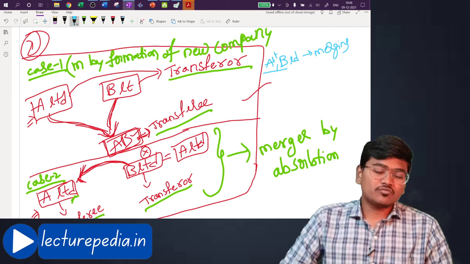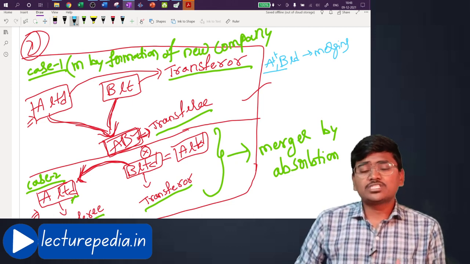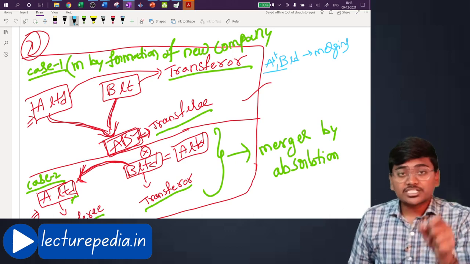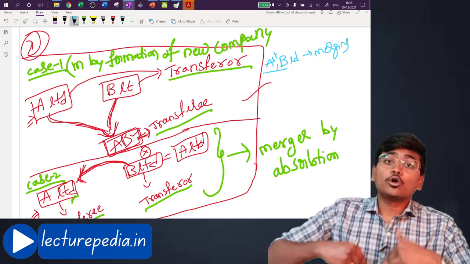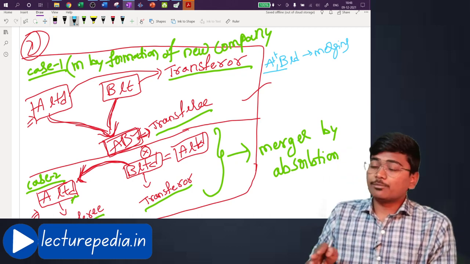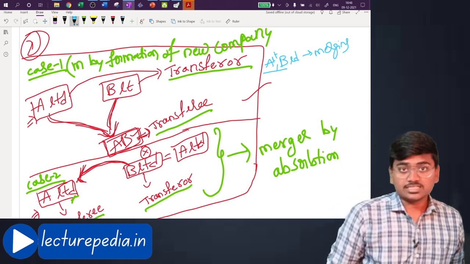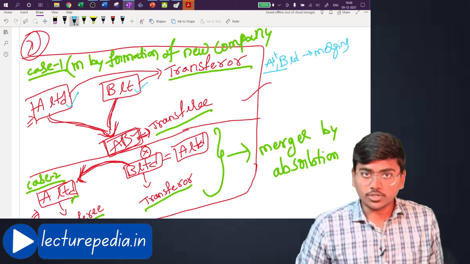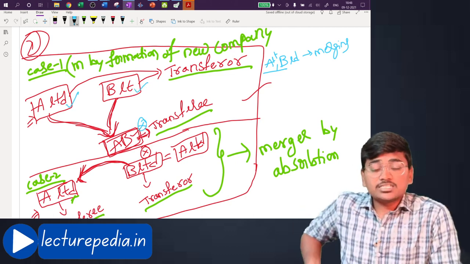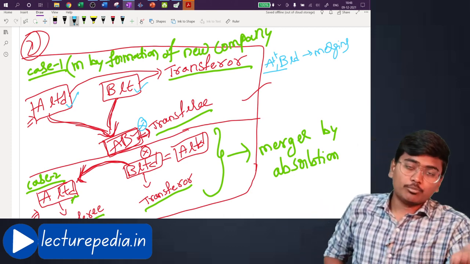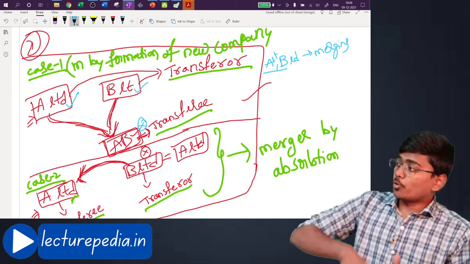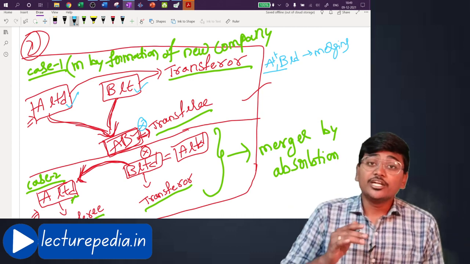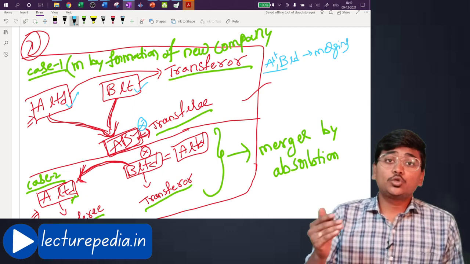Okay, what is the relevance of these merging companies? Why are we learning which companies are merging companies and which are not? Because this section 232 has to be followed by merging companies only, and other companies need not follow. Therefore, in the first case, section 232 has to be followed by A limited and B limited only. AB limited need not follow because it is not in existence at the time of proposing this merger. It has come into existence only after the merger or amalgamation has completed. Therefore, AB limited need not comply with provisions of section 232.